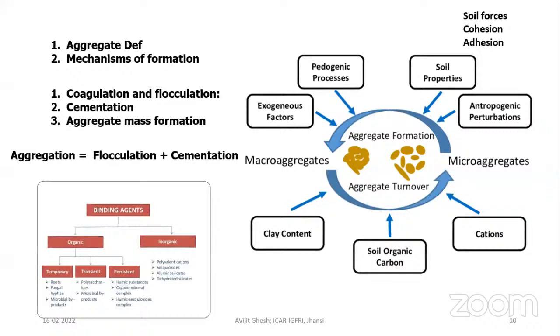Now, aggregate formation. Coming to the aggregate formation mechanism. So what are soil aggregates? Soil aggregates are naturally occurring clusters of primary soil particles stabilized by organic matter, iron, aluminum oxides, or other binding agents, where the binding force is greater than with the surrounding soil particles.